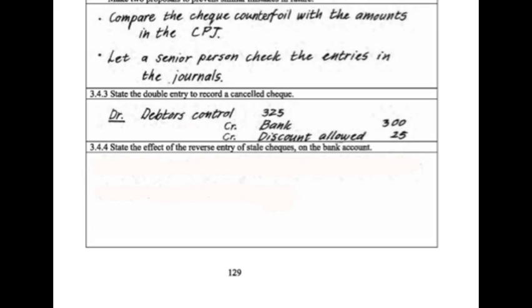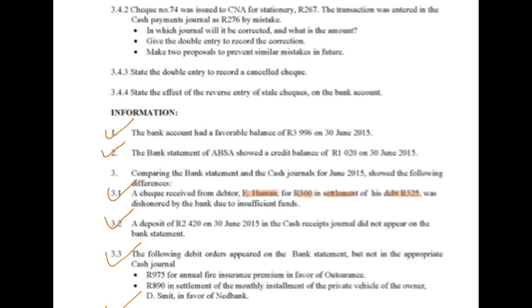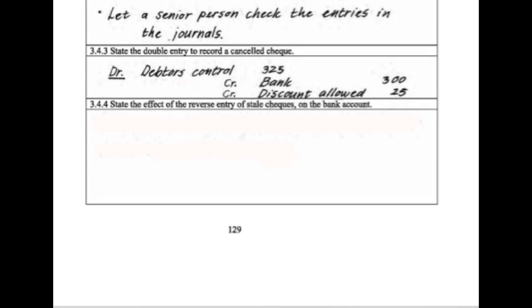Lastly, question number 4. State the effect of a reverse entry of a stale check on the bank account. So what effect will it have on bank? Now remember, it depends if bank is a current bank account or an overdraft bank account. So if it's a current bank account, when the check was posted originally, it decreased my current bank account. Therefore, the reverse of that would say it's now an increase in my bank if bank is favorable.